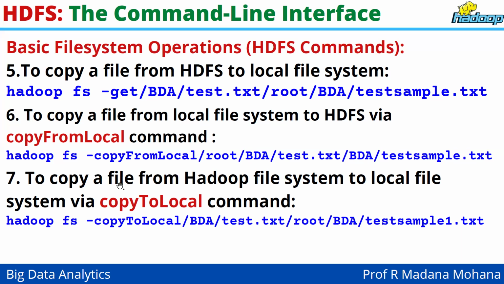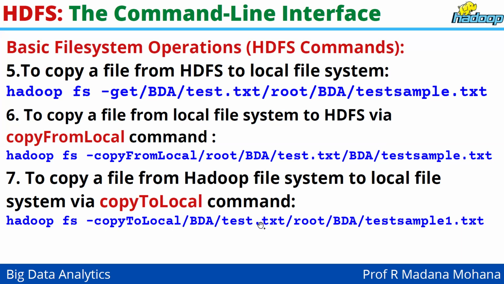Then to copy a file from the Hadoop file system to local, for that earlier we used the get command. In place of get, the alternative is copyToLocal. Here the T in To is capital and the L in Local is capital. Again, copyToLocal is a single word. The syntax is hadoop fs -copyToLocal.